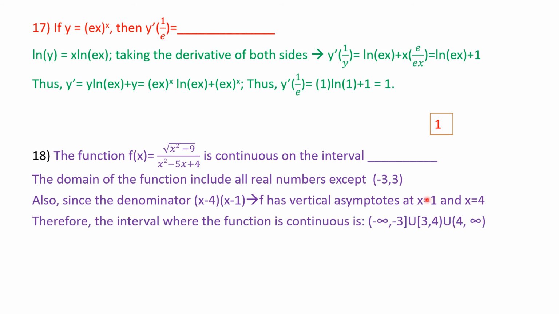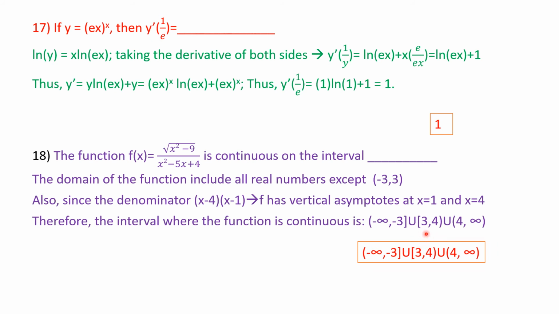So the continuity will therefore be from all the way to the left of the value of x. That will give us negative infinity to negative 3, including negative 3, union positive 3, including positive 3, all the way until 4, not including 4, and then union of 4, not including 4, all the way until positive infinity, not including positive infinity. And this is the answer.